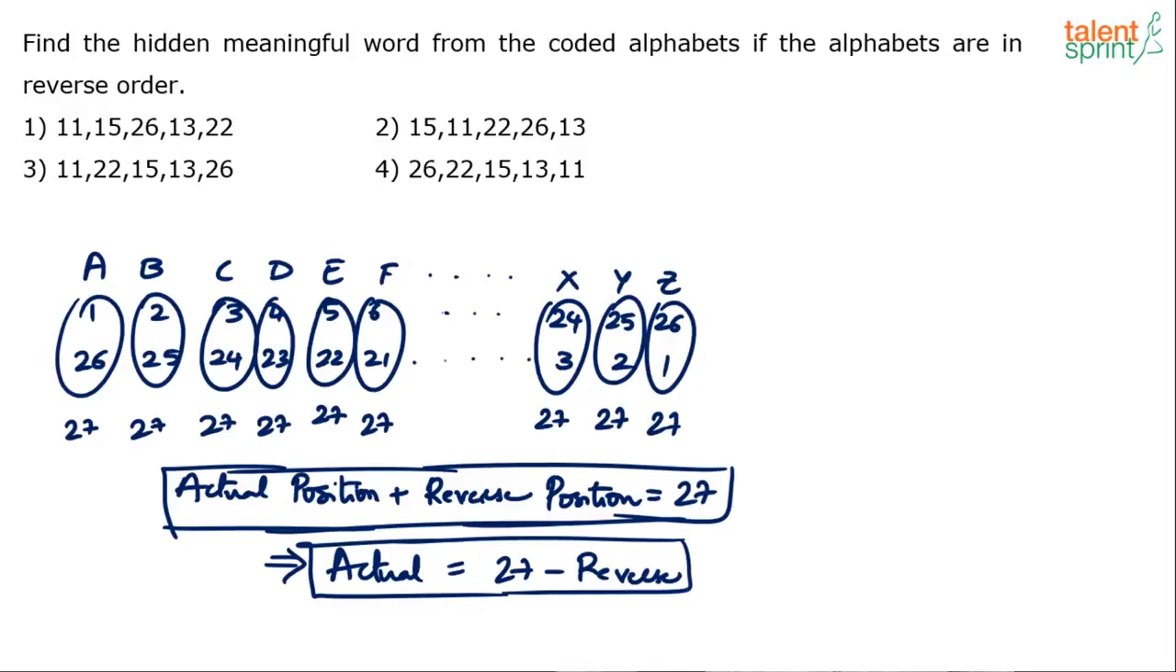This is not a new technique again. You should know that position from the front end plus position from the back end will be equal to the total number of persons plus 1. Total number of letters plus 1. 26 plus 1, 27. That's how we have got it.